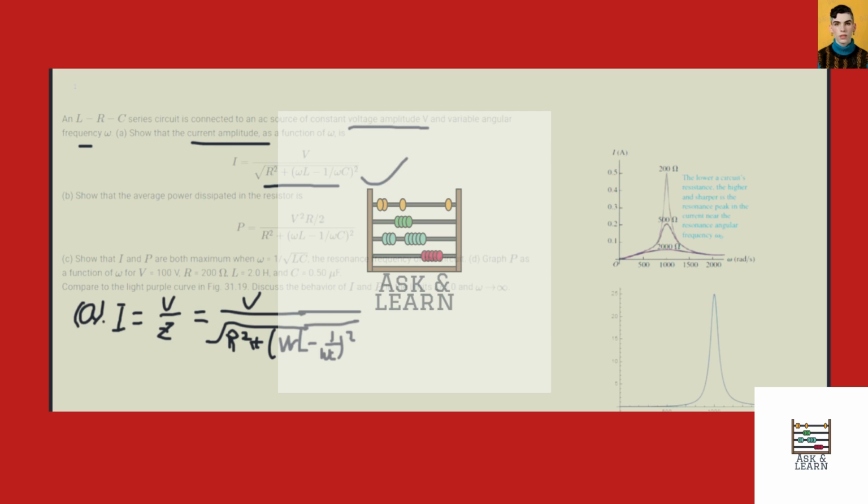So this is very straightforward. And for part B, we want to show that the average power dissipated in the resistor is given by this formula. To do this, if we look back at the current, we see that this is actually the current amplitude. To figure out the power, we need to transfer the amplitude into the RMS value, and the relation is I RMS equal to the amplitude over square root 2.